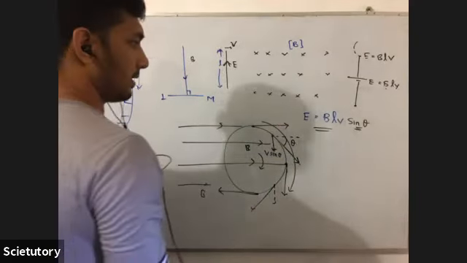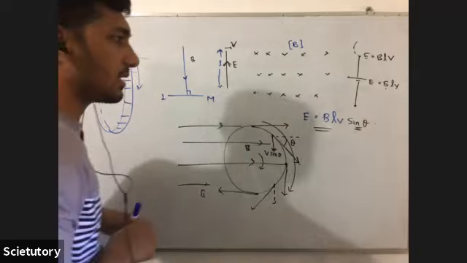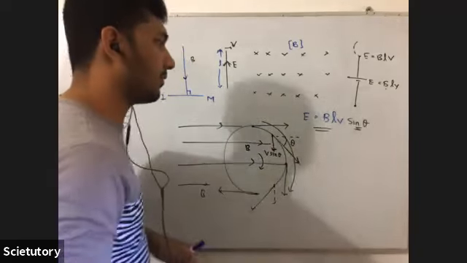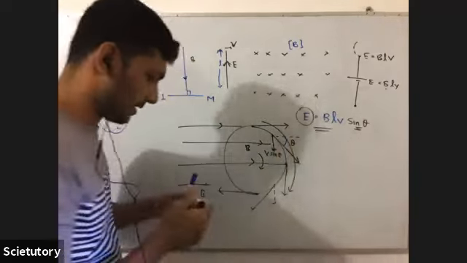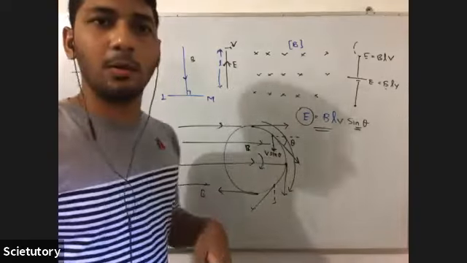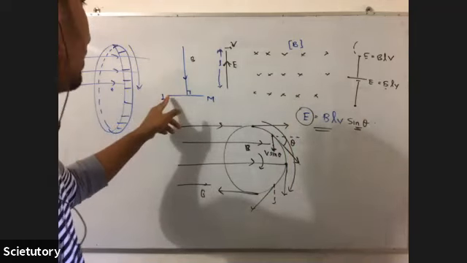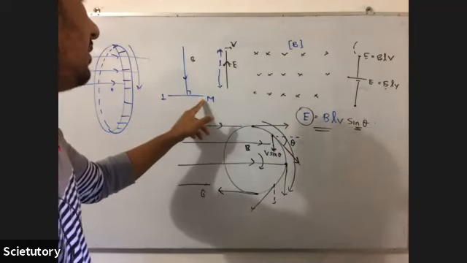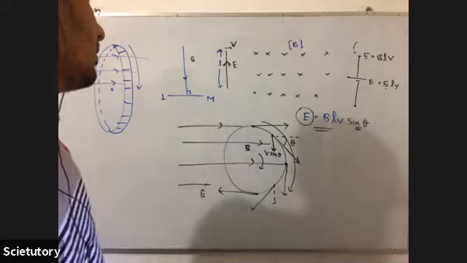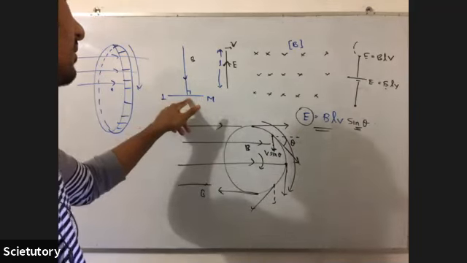Okay, so that's all. Now you can just draw a graph for the variation of E. And what do you think about the polarity here? Polarity means the polarity of L in relation to N. So what do you think? What do you think about the direction?